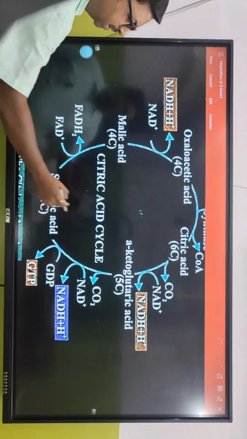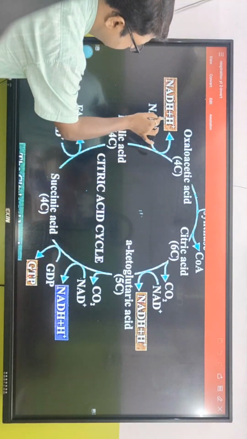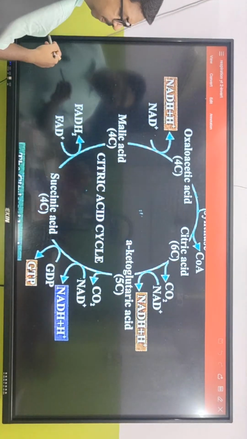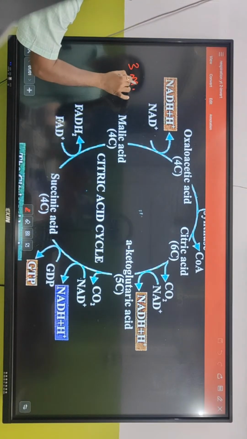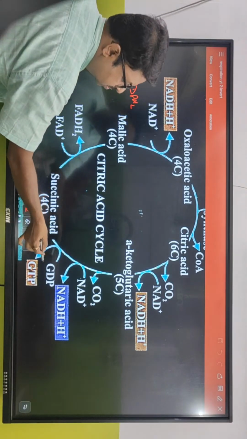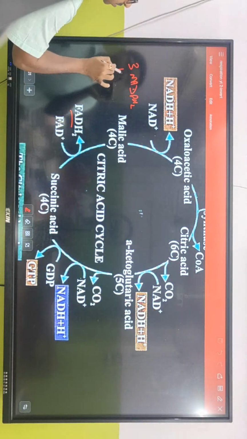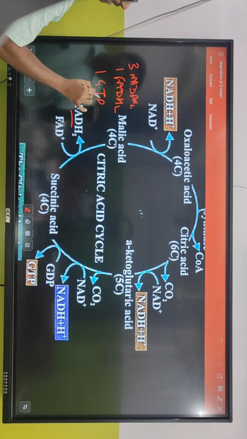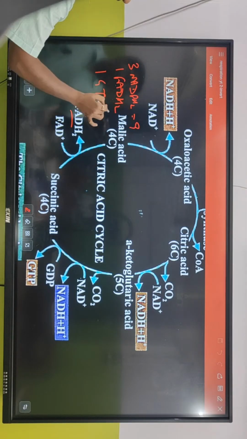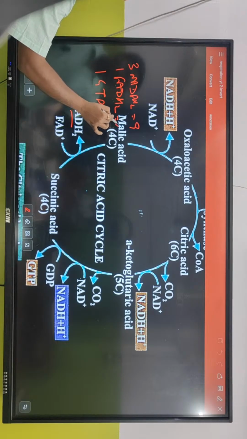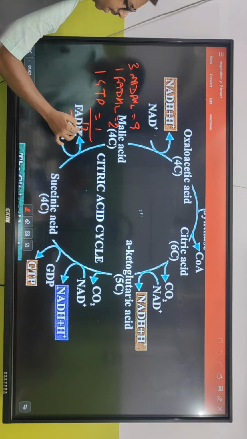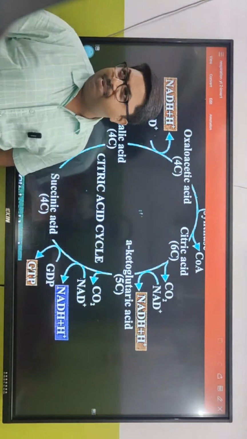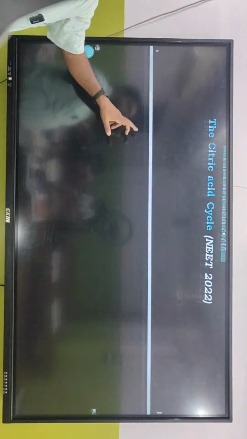Fine. So how many NADH2? 1, 2, 3, so 3 NADH2 being formed. What about FADH2? How many FADH2? Only 1 FADH2. And tell me, 1 GTP. 1 GTP in one Krebs cycle. So 9 ATP, then 2 ATP and 1 ATP. Total 12 ATP in one Krebs cycle. So 12 into 2, 24 ATP. Any problem here? Yes.